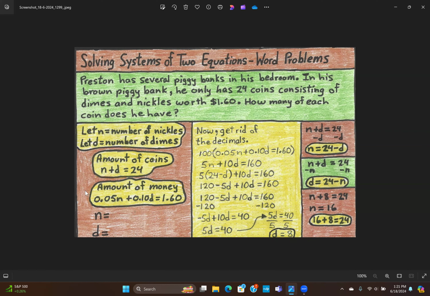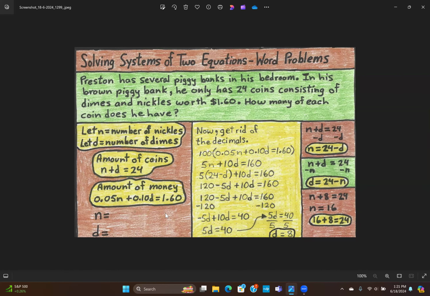And let's take a look at the amount of money. And so the amount of money will be 0.05n plus 0.10d will give us $1.60. So that's what we have here. So we have our nice system of equations. And the question is only asking, how many of each coin does he have? And let's write it like this. So we have n, we're going to figure out what n equals. How many nickels does he have? And we're going to also figure out d, how many dimes does he have?